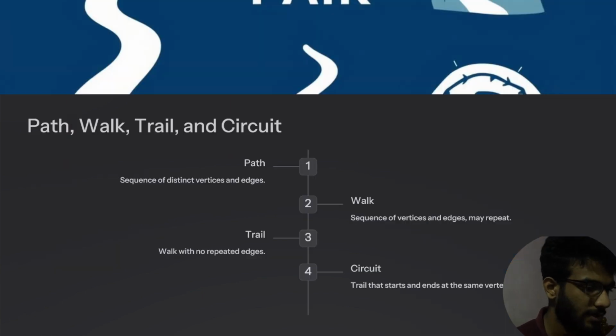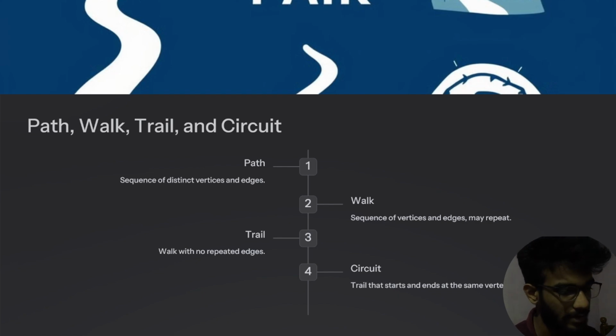Alright, let's break down some essential concepts in graphs. The first one is path, a sequence of distinct vertices and edges. The second one is walk. A walk is a sequence of vertices and edges that may repeat. And the next one is trail, a walk where the edges don't repeat. The last one we want to talk about is circuit, a trail that starts and ends at the same vertex. These concepts are key in graph algorithms, like finding the shortest path and cycle detection.